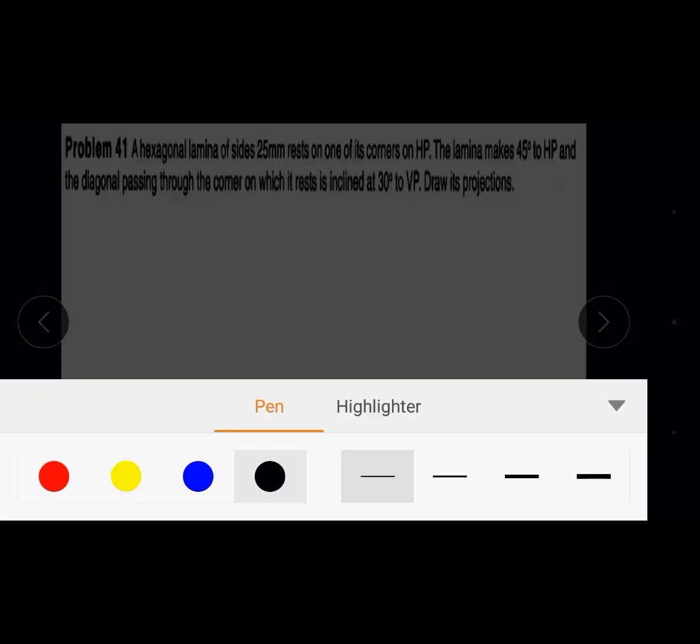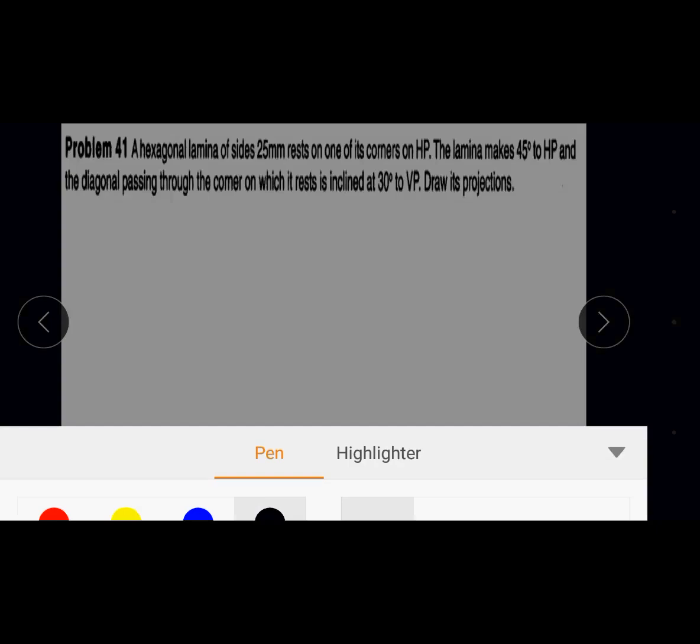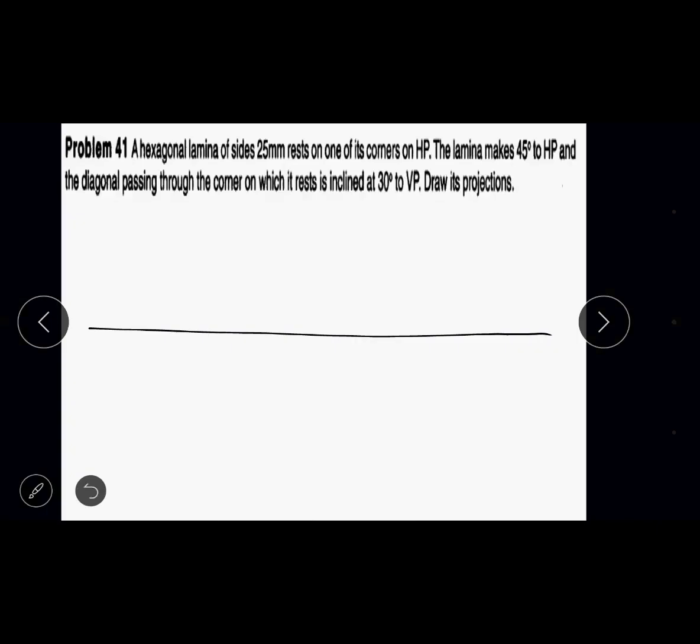So let us go to the sketching. As usual, I'll go ahead with a brief highlight. You will draw the XY line. You will construct the hexagonal lamina with corner resting position. How to construct, I have already taught you in the type 1 problem by circle method. You will construct a circle of radius equivalent to the side of the lamina. The side of the lamina is 25 mm, so you'll take the radius as 25 mm.